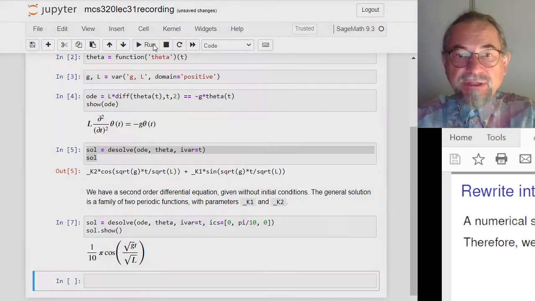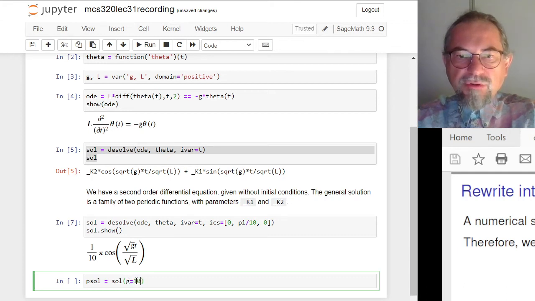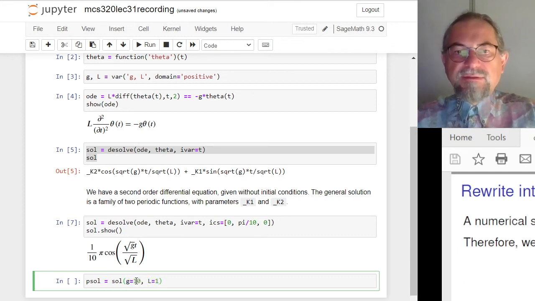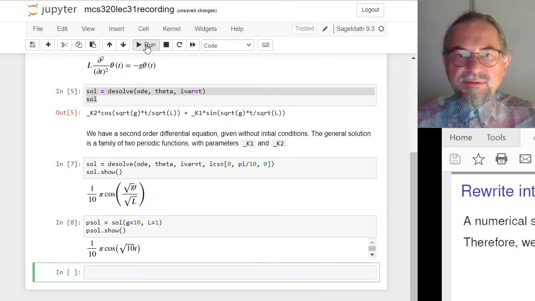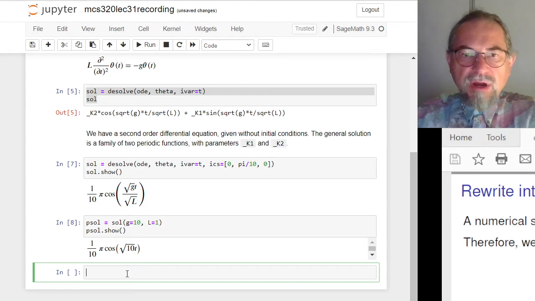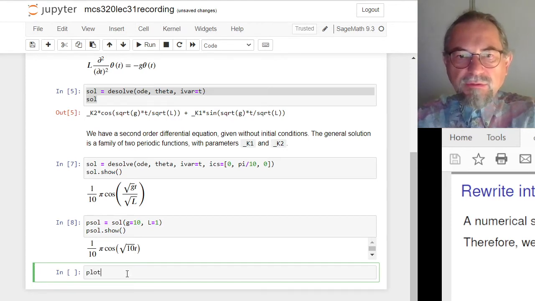So let me look at a particular solution now, where I'm substituting the gravitational constant with 10 and the length with 1. Let me look at this problem. This is a periodic solution, so I will plot p-sol, the particular solution, between 0 and 2 times pi.